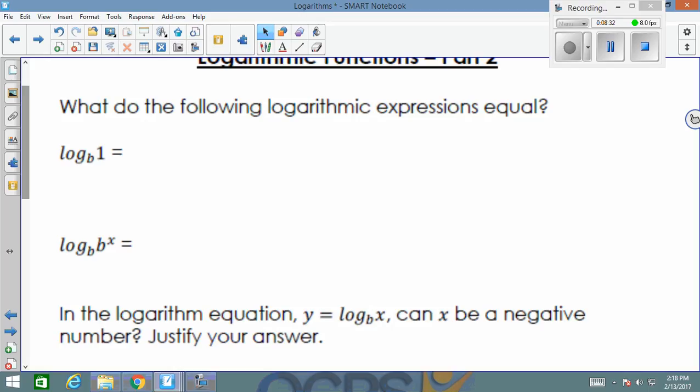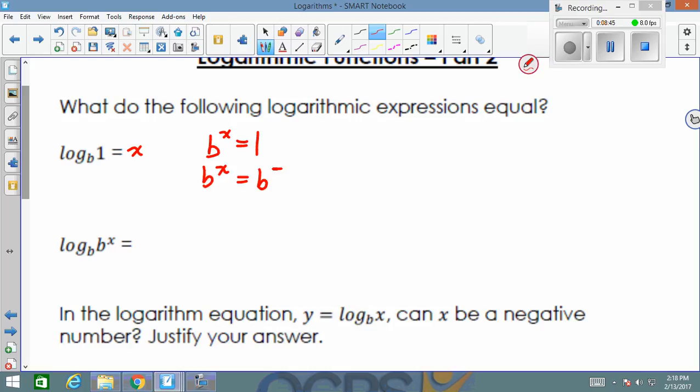So with these, if I put an x here, it says b to the x would equal 1. Well, if I make that a base, it would be b to the x equals b to the blank. Well, what to any power makes it 1 is 0. In this case, x would equal 0. Same thing, if I made this an x, it would be b to the x equals b to the x. Okay, which is a true statement.